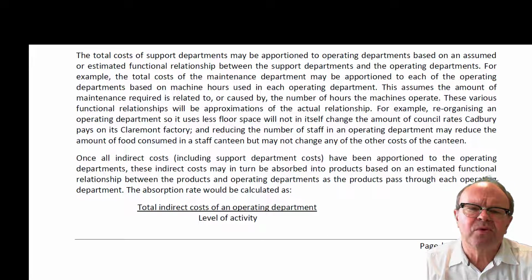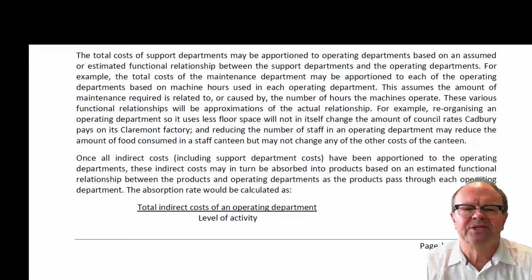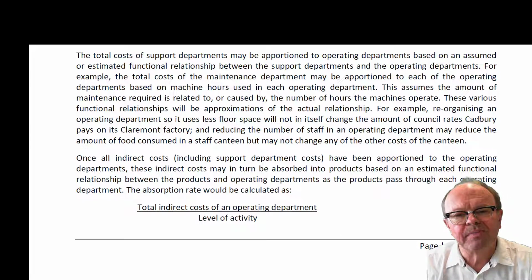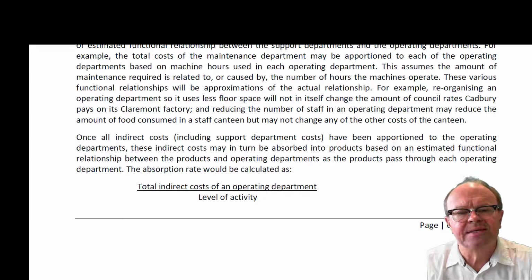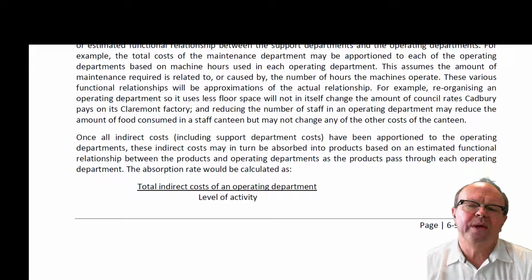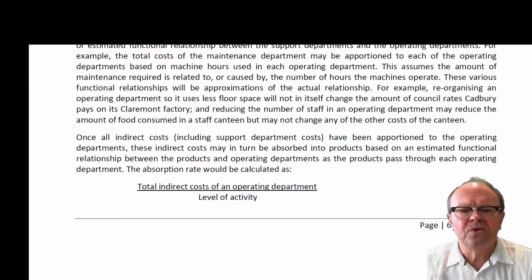The total costs of support departments may be apportioned to operating departments based on an assumed or estimated functional relationship between the support departments and the operating departments. For example, the total costs of the maintenance department may be apportioned to each of the operating departments based on machine hours used in each operating department. This assumes the amount of maintenance required is related to or caused by the number of hours the machines operate.